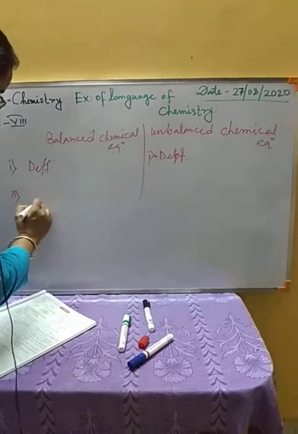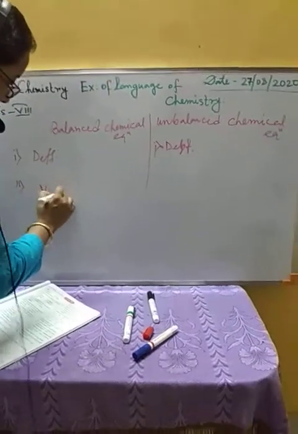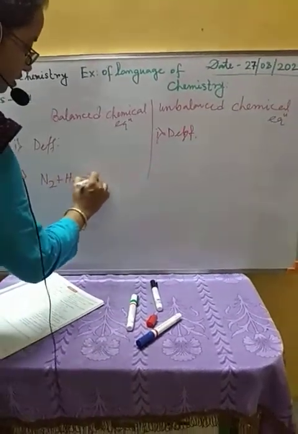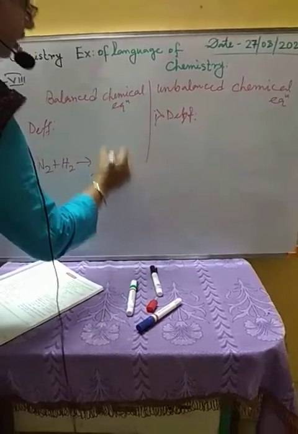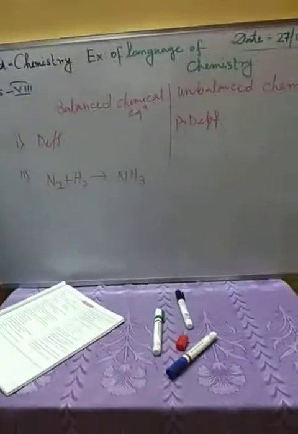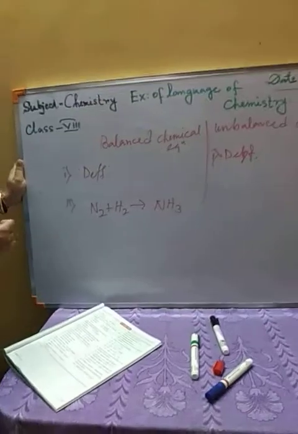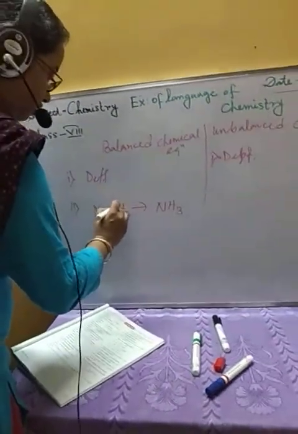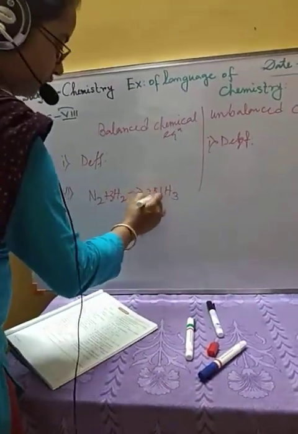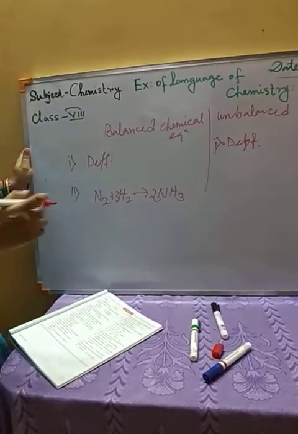Suppose the reaction between nitrogen and hydrogen, I am taking ammonia NH3, or other than this any balanced chemical equation you can use here. So here we need 3 hydrogens and this will be 2. So this is a balanced equation.